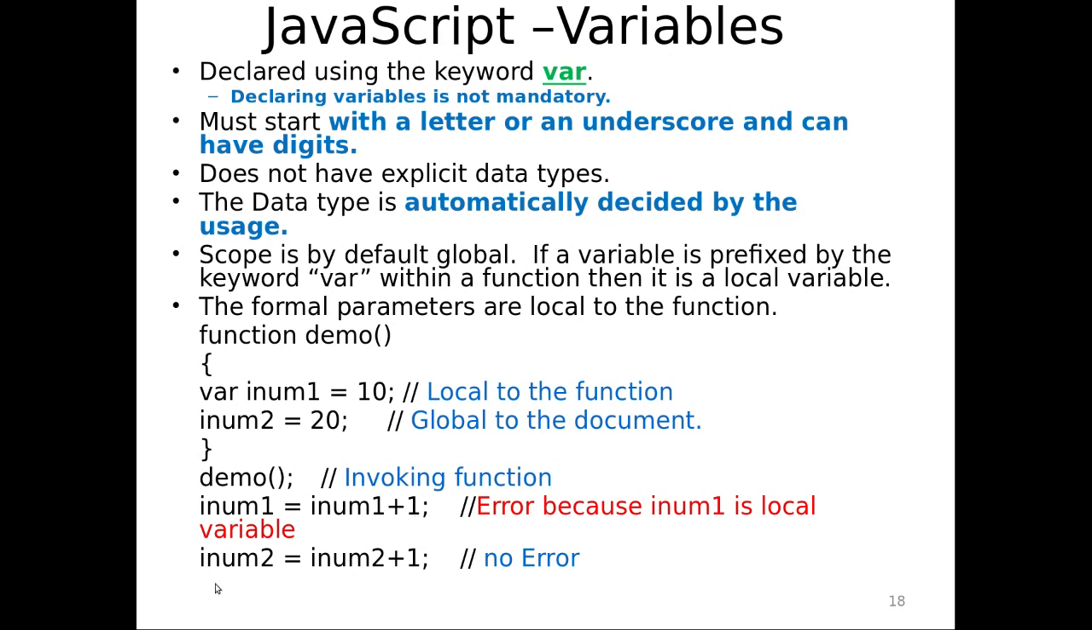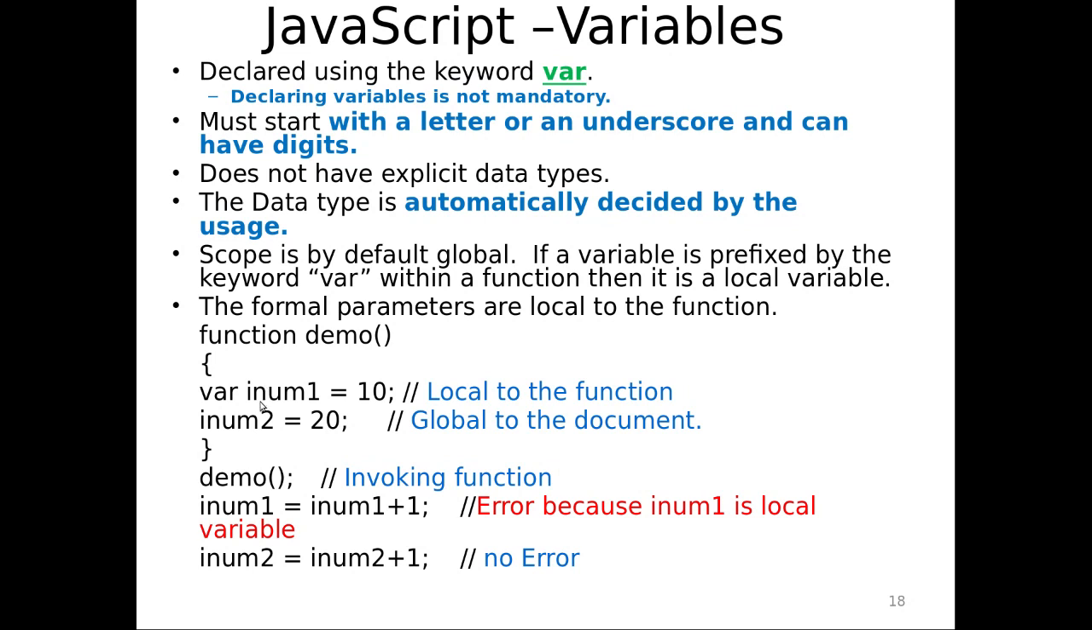Now come to the next one. Inum2 equal to inum2 plus 1. Inum2 has got a global scope, hence it can be accessed from anywhere in the document. So please remember, var is the one used to declare a variable, but it is not mandatory. It is proven here. I did not use var here, but within a function when you use var, it carries a different meaning, and it says that the scope is limited to the function.